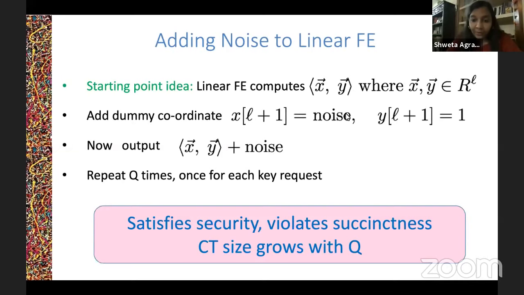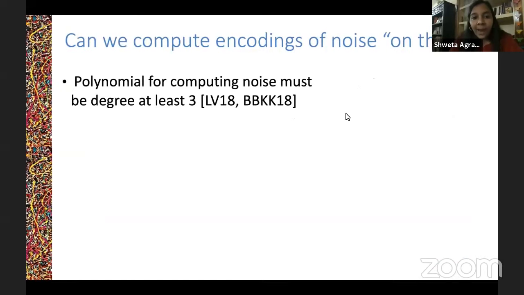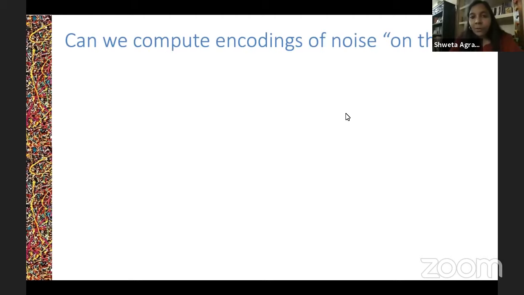It will satisfy security, but it violates the succinctness property that I told you was needed to imply IO, right? So now my ciphertext size is going to grow with the number of key requests, because for each key, I'm kind of hard coding this noise term. So this is bad. All right, so this is not going to work for us. What I'd really like to do is somehow compute encodings of noise on the fly.